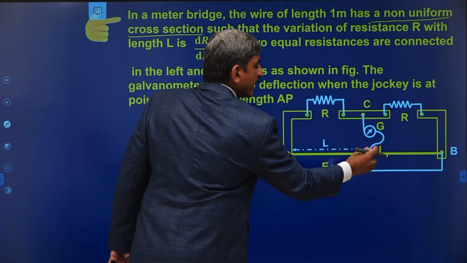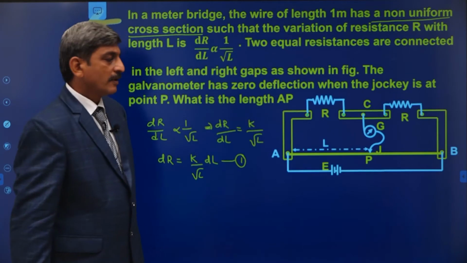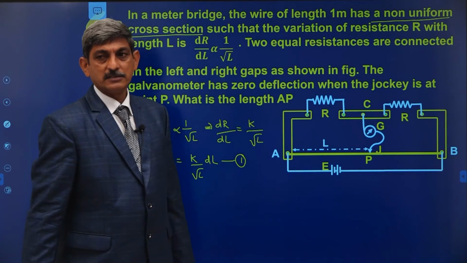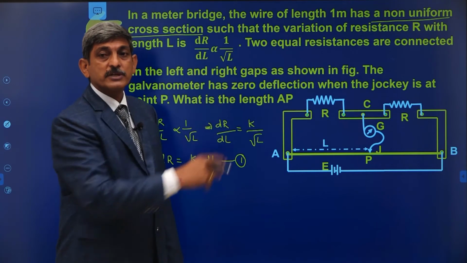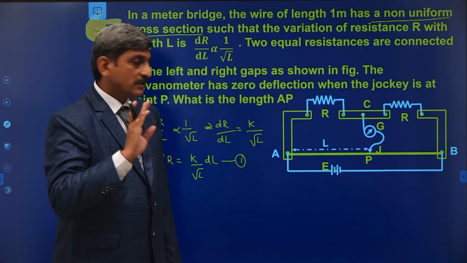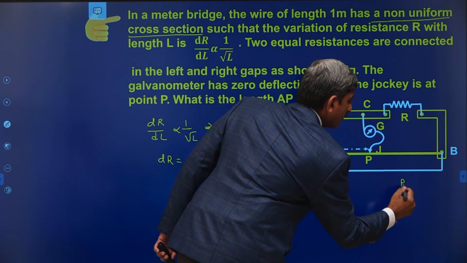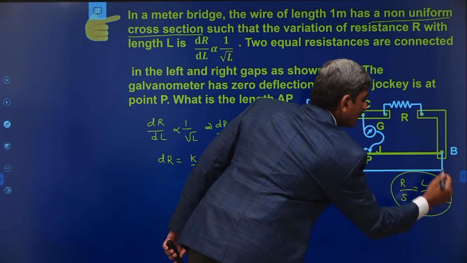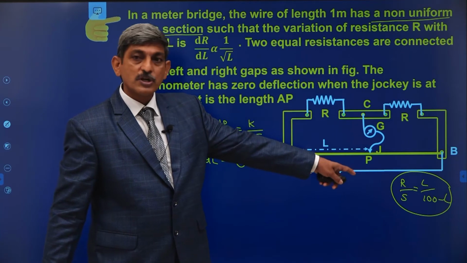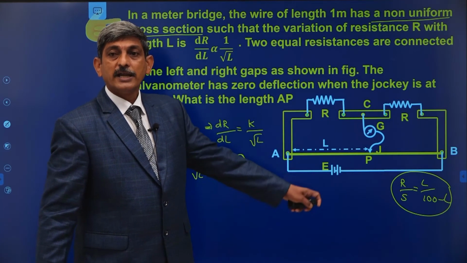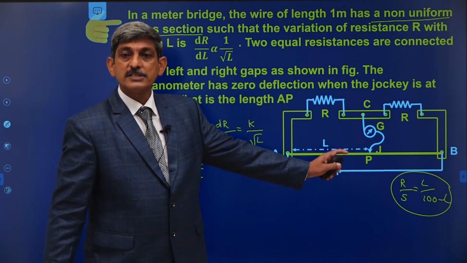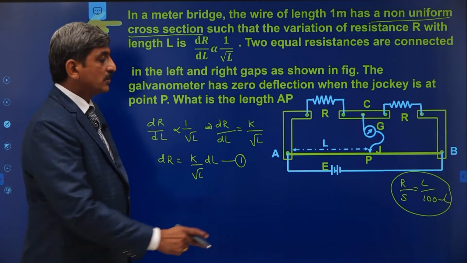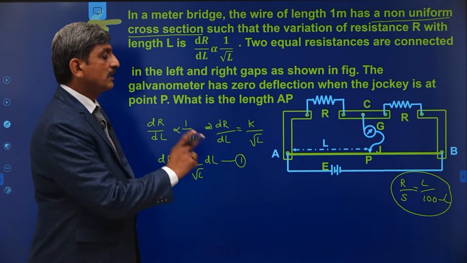Now, the bridge is balanced when the jockey touches at point P. We want to find the length of this AP wire, which is taken as L. Because the wire has a non-uniform cross section, we should not apply the formula R by S is equal to L by (100 minus L). That formula is used only when the wire has uniform cross section and the resistance per unit length of the wire is the same. But here the resistance of the wire varies with length according to this formula, so we should not apply R by S is equal to L by (100 minus L).